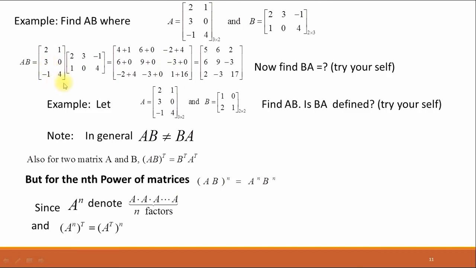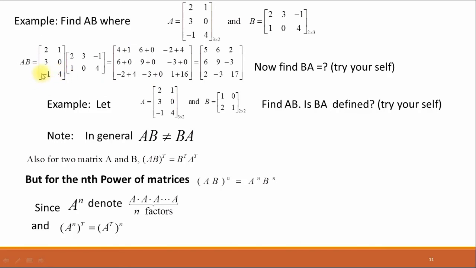Now fix this row. Applying this row on this column, we get minus 1 multiplied by 2 is equal to minus 2 and 4 multiplied by 1 is equal to 4. Now applying this row on this column, minus 1 multiplied by 3 is equal to minus 3 and 4 multiplied by 0 is equal to 0.